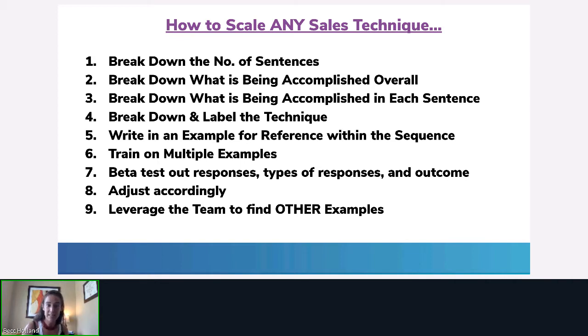You want to beta test out the responses and types of responses that you get back. So, I always take whatever advice I'm being given, I try and adapt it to my business model. I try to see if it works, and if it does work, how well does it work? And then I trim accordingly. And then the last and most important piece of scaling any kind of technique is you want to leverage your team to find other examples.